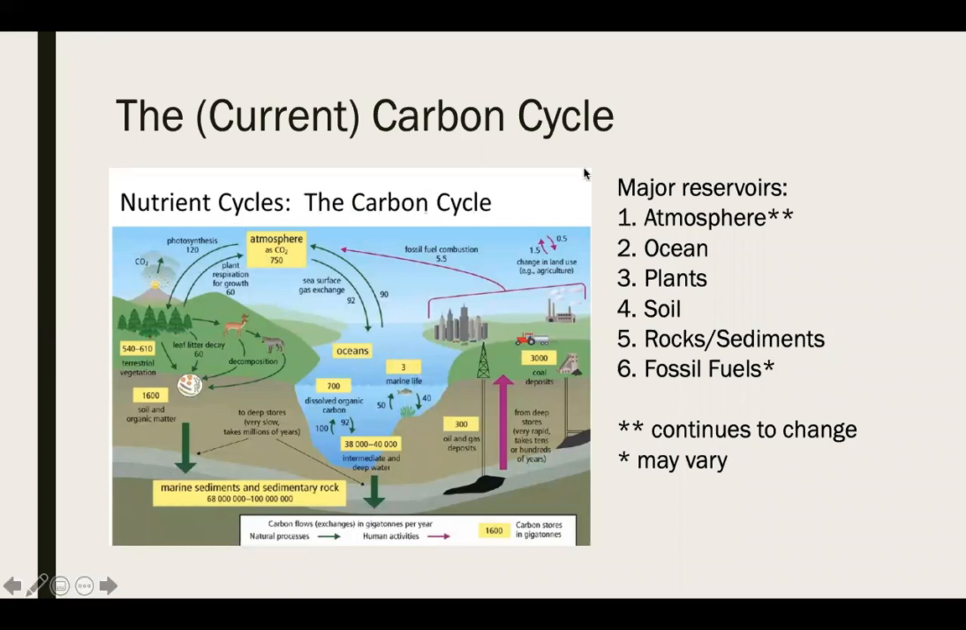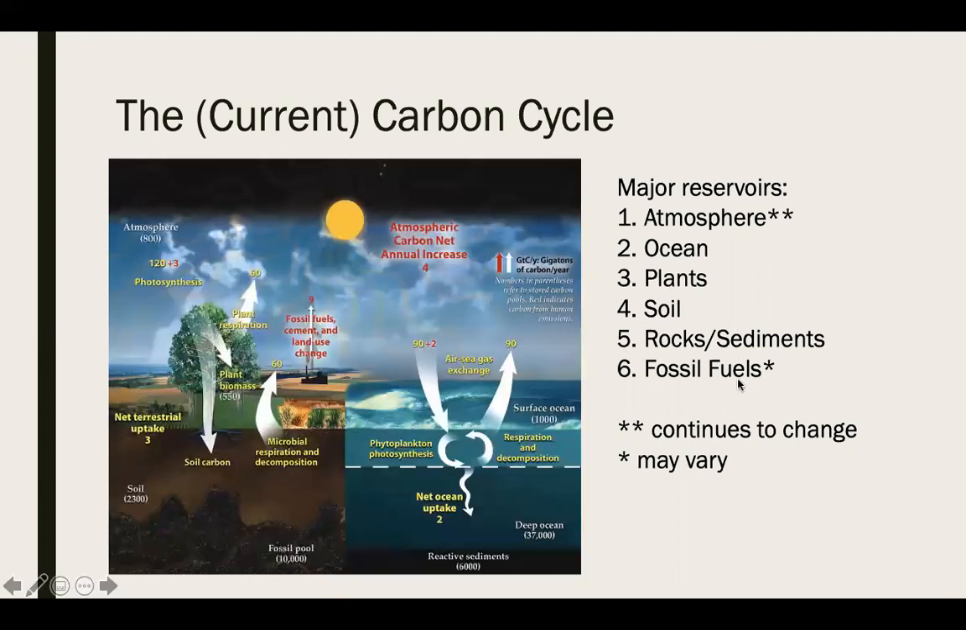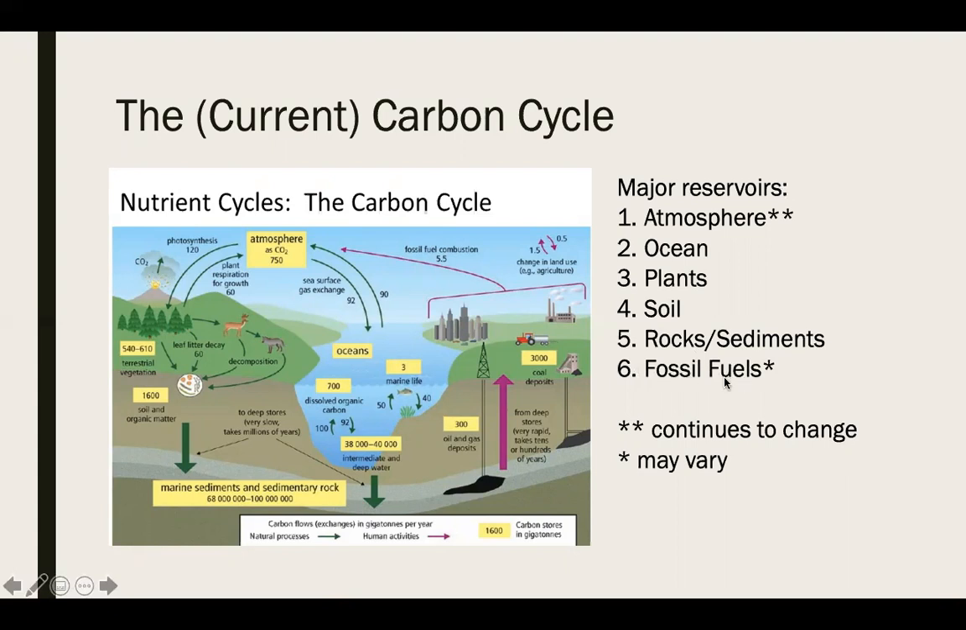So the current carbon cycle is a little bit different because of humans. The major reservoirs where there's carbon are the atmosphere, the ocean, the plants, the soil, rocks, and then fossil fuels. And fossil fuels are an important part of this equation, right? Because the difference between the last slide and this slide is that everything I just described to you in the last slide can be represented by these green arrows.